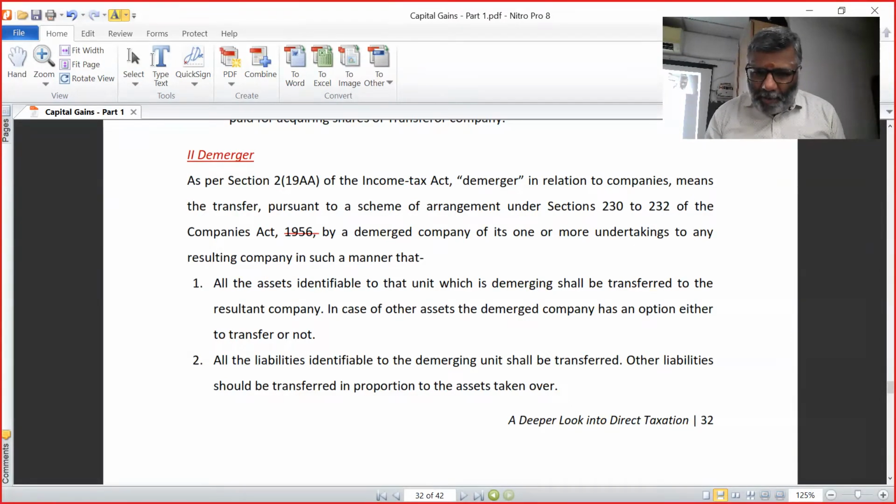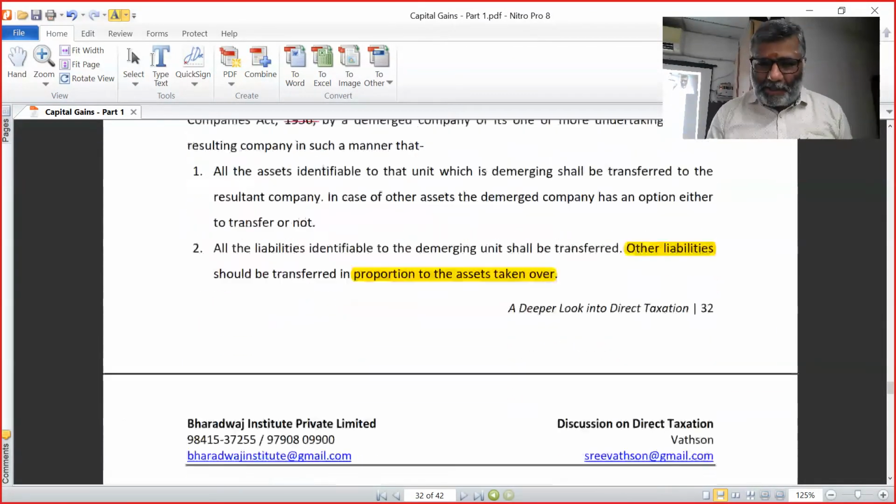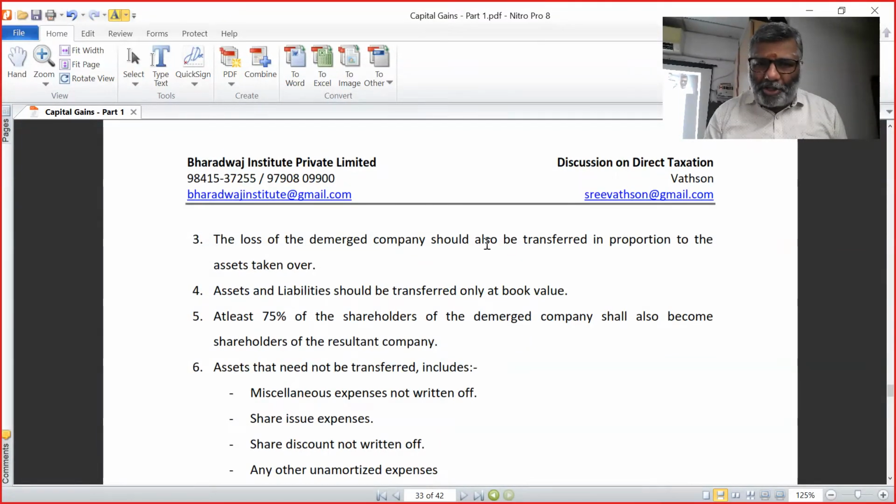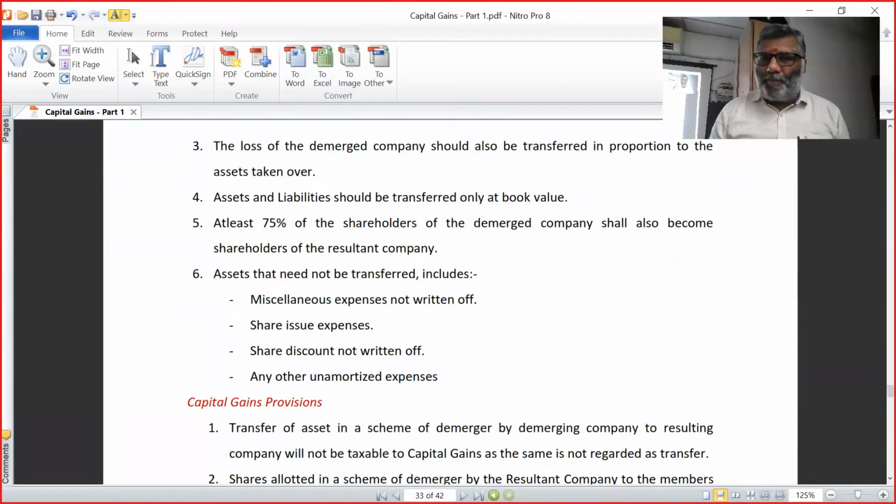All liabilities of the demerging unit shall be transferred. Other liabilities should be transferred in proportion to the assets taken over. Similarly, business loss: the loss of the demerged company should also be transferred in proportion to assets taken over. Assets and liabilities are to be transferred only at book value. We all know that 75% of the shareholders of the demerged company should become the shareholders of the resultant company. Assets that cannot be transferred, or what I would call fictitious assets, such as unamortized amount, miscellaneous expenditure not written off, etc.